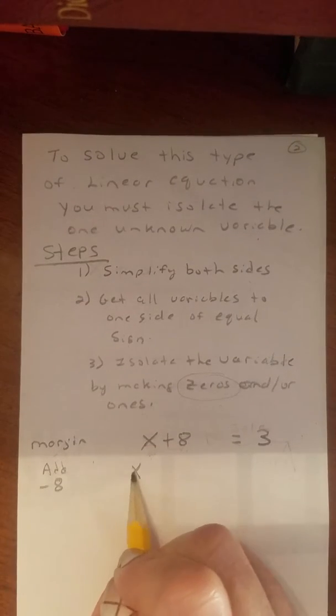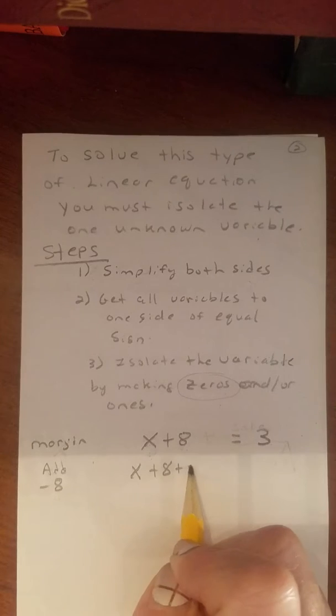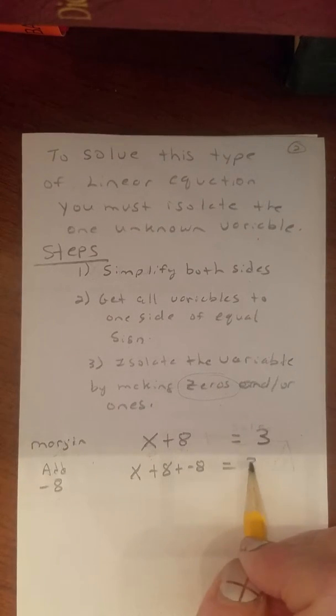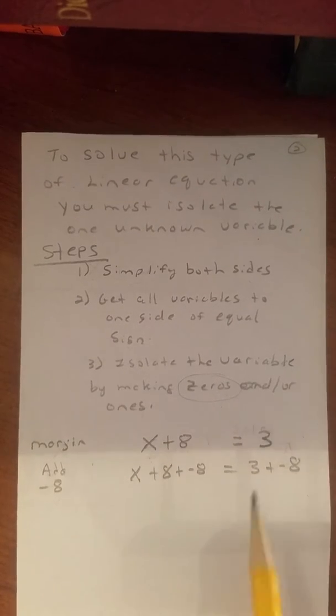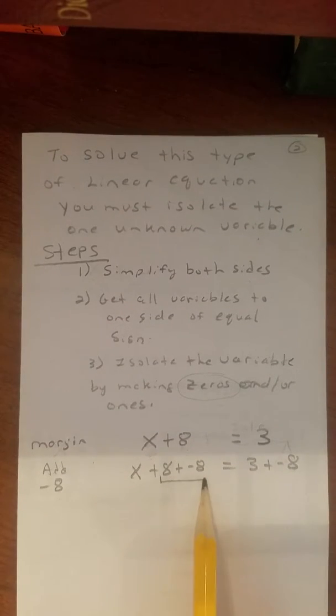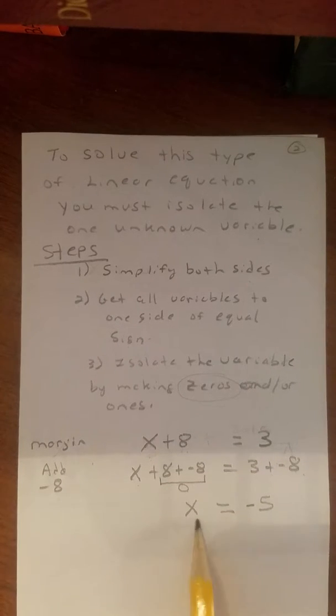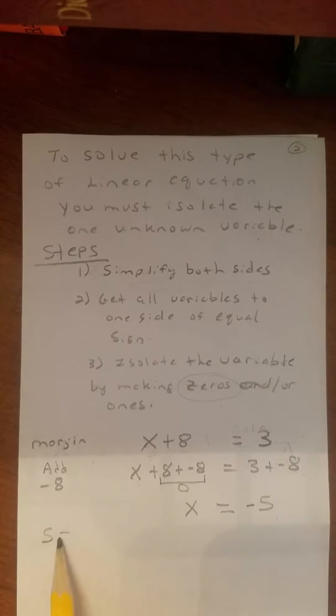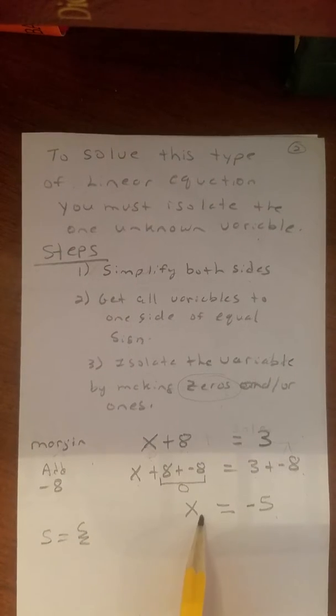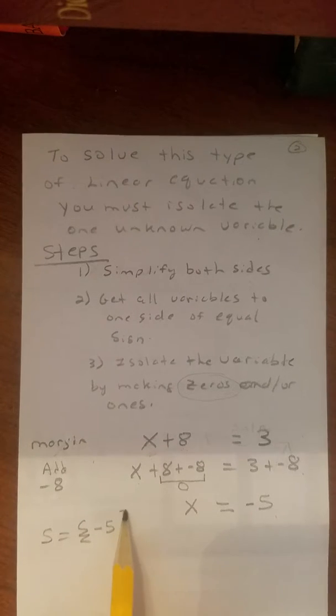So if I take this and add a negative 8, and I remember I have to do it to both sides of the equation, what happens here is this becomes 0, and x plus 0 is x, and 3 plus a negative 8 is a negative 5. And so x then, we're assuming that the solution set for x is negative 5.